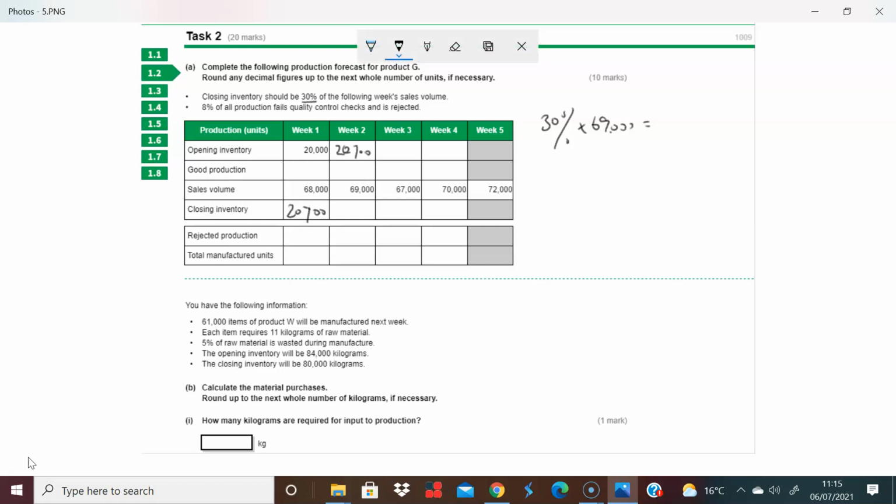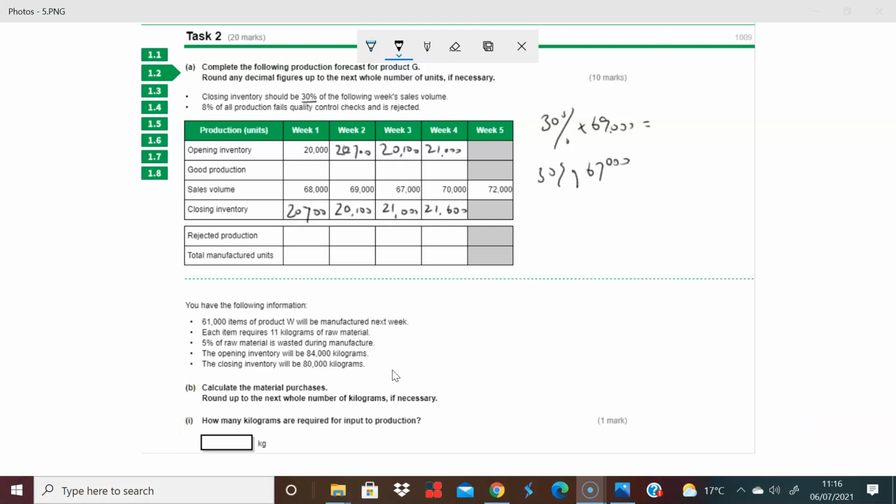And then I do exactly the same thing. 30% of the 67,000 here is the closing inventory here, which is 20,100. And that is the opening inventory here. And then 30% of the 70,000 here is 21,000, and that becomes the opening inventory here. And then 30% of the 72,000 here is 21,600. So what we have done for ourselves is to find, first of all, the closing inventory.